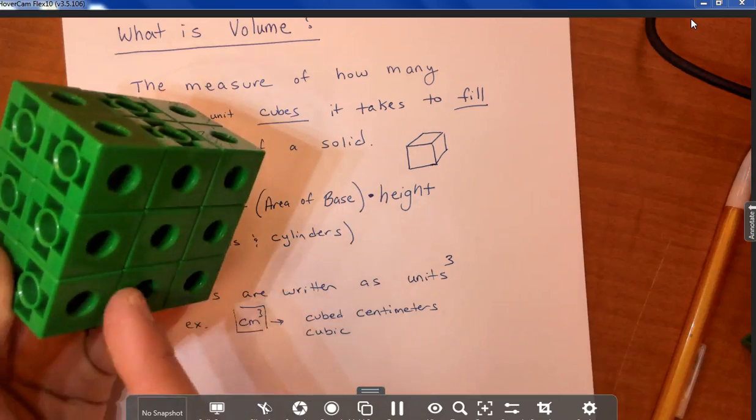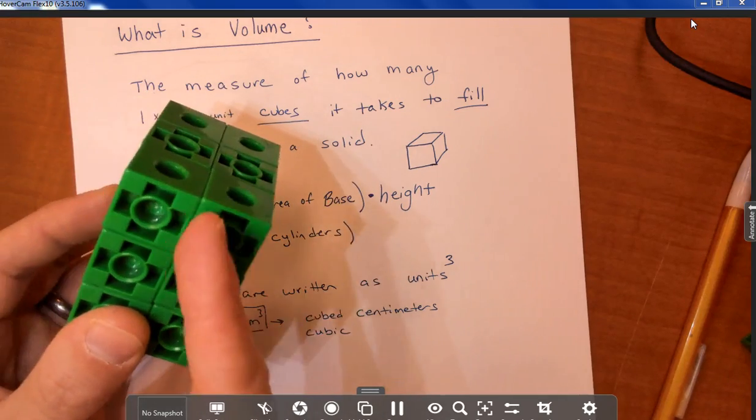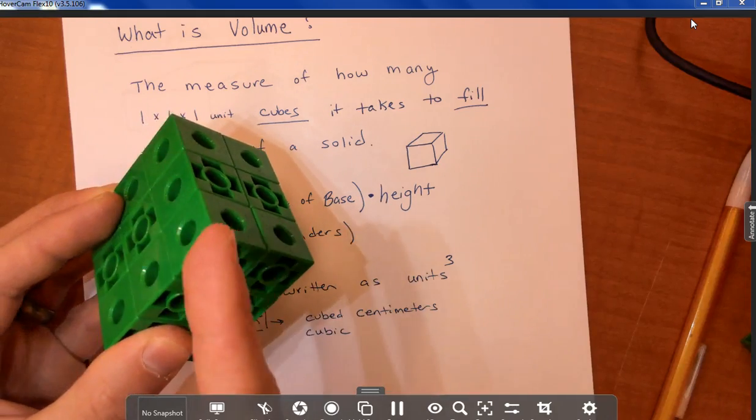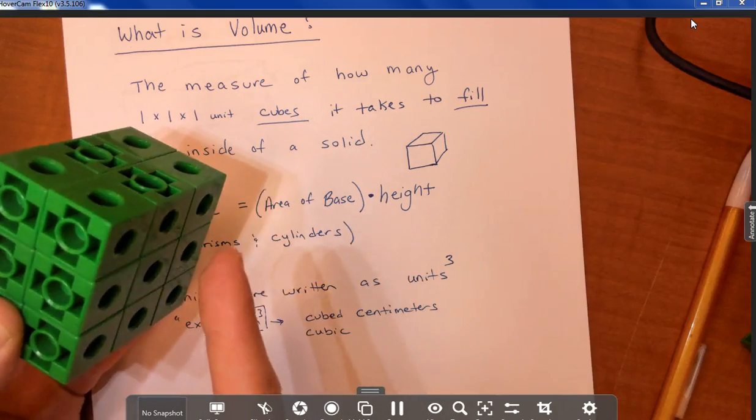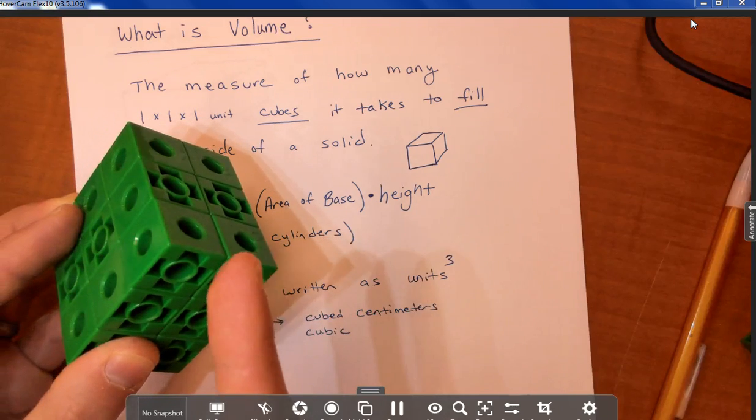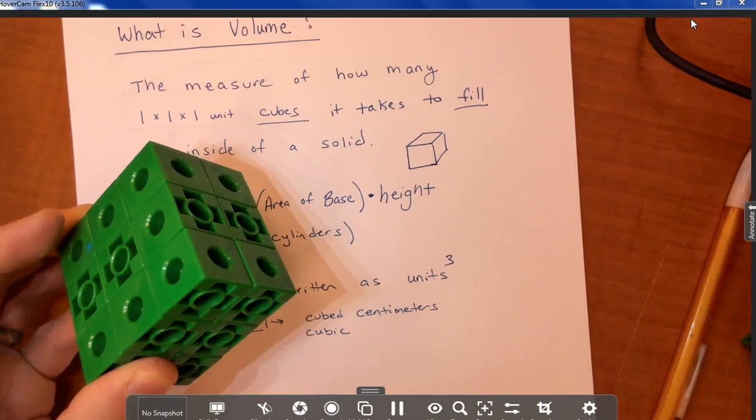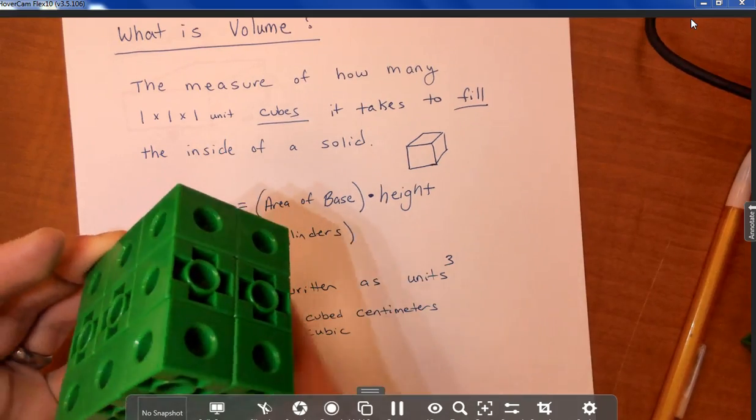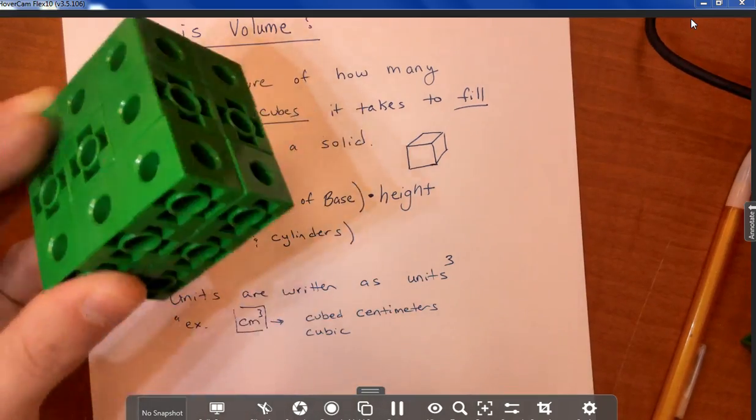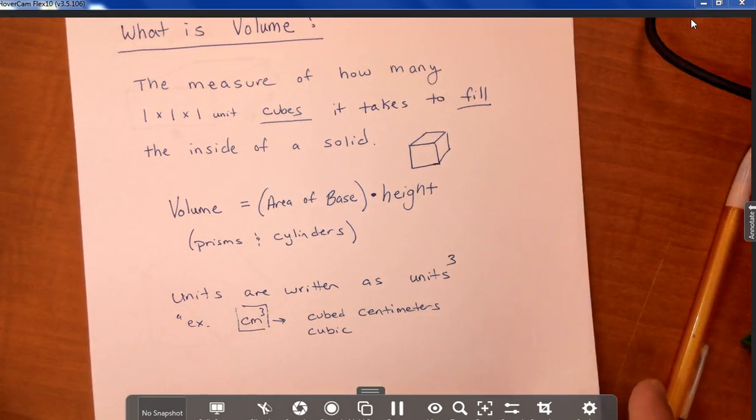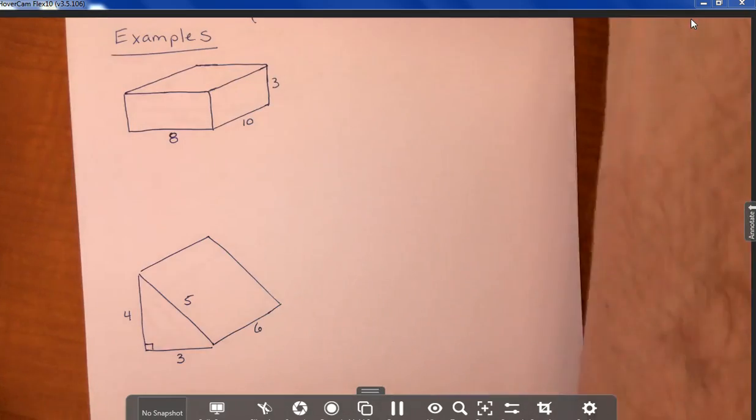Right, so the area of the base tells us how many cubes would fill up one row, one level, and times h tells us how many rows we have. So this is 9, we'd have 9 times 1, 9 times 2, 9 times 3 if we had a third row, etc. In this case, we just had 2, so 9 times 2 is 18. There are 18 cubes in this block. Okay? All right, some examples.